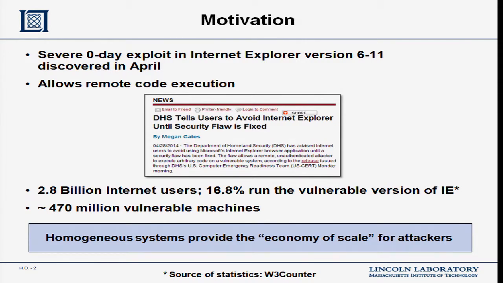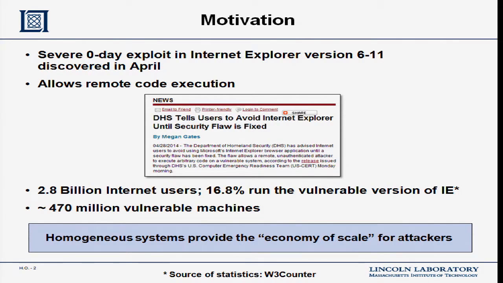Back in April, there was a severe zero-day vulnerability discovered in Internet Explorer. As it turned out, versions 6 through 11 of Internet Explorer were vulnerable. The vulnerability was so severe that it allowed remote code execution in IE. The problem was so large that the Department of Homeland Security actually recommended that people stop using IE until this was fixed.